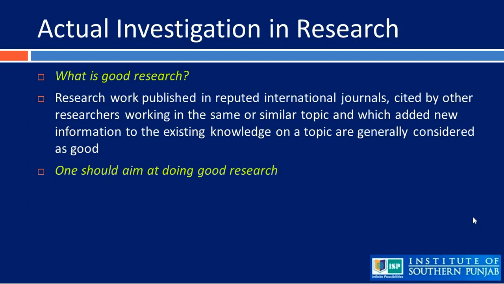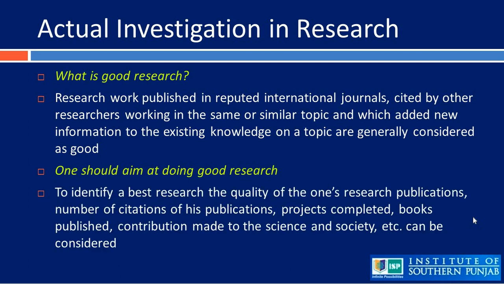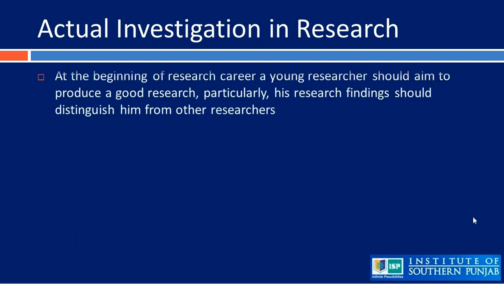One should aim at doing good research. To identify the best research, the quality of one's research publications, number of citations of his publications, projects completed, books published, contribution made to science and society, etc., can be considered. At the beginning of a research career, a young researcher should aim to produce good research; particularly his research findings should distinguish him from other researchers.